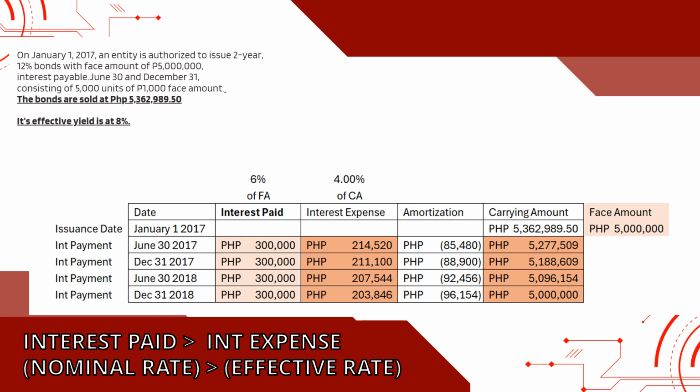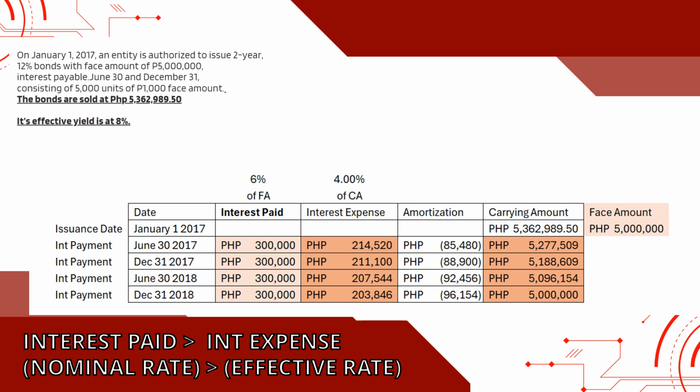And then step 3, i-multiply mo ulit by the effective rate. So 4% of 5.277 is equal to 211,000. Yung 211,000 you compare to your interest paid. Again, this is negative 88,900. So, ibabawas mo na naman from the 5.2, magiging 5.1 na lang. 5.1 times the 4% is 207,544. We compare that with the 300,000. This is less than 92,000. Negative 92 plus 5.8 is naging 5.098. We multiply that by 4%. And then eventually, bababa siya to 5 million.